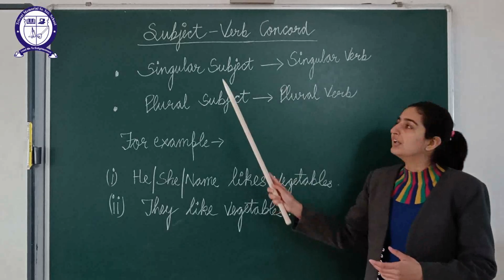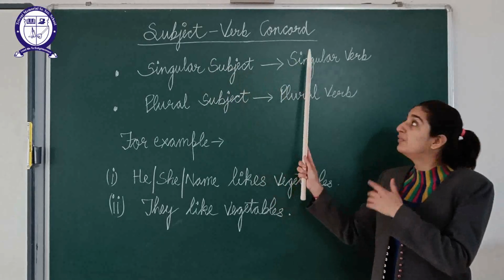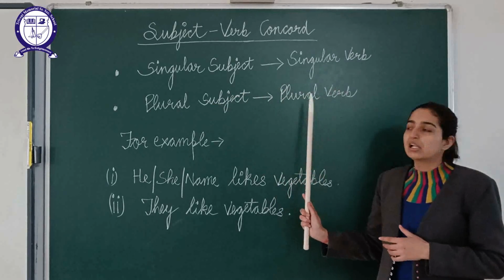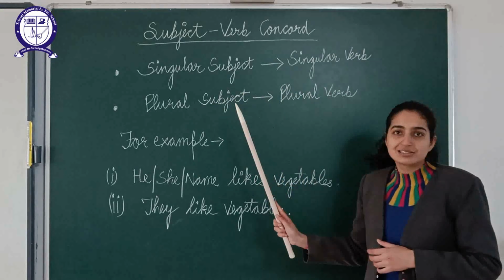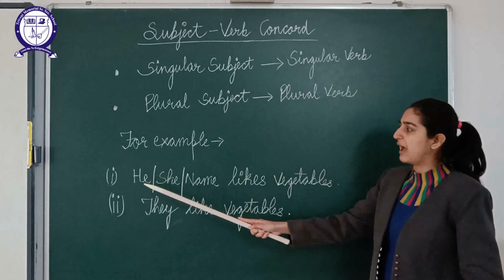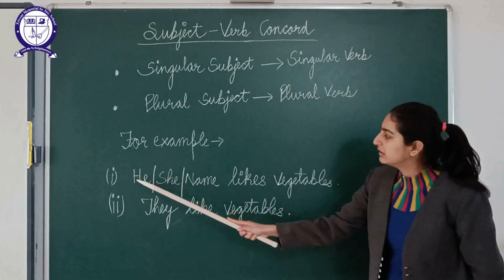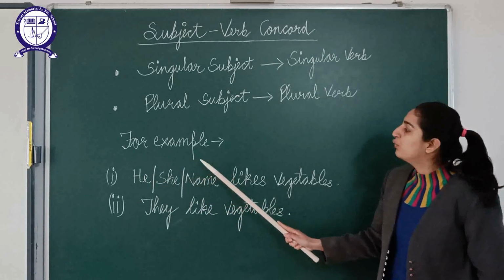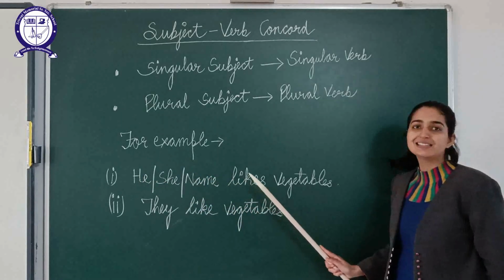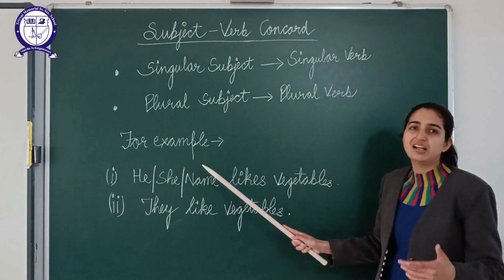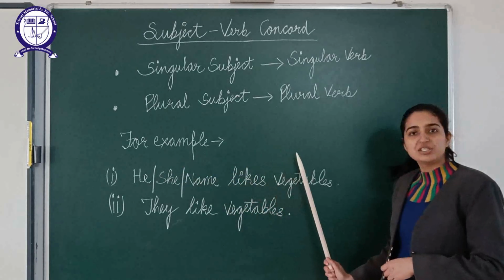So we can say that if the subject is singular, the verb will be singular. If the subject is plural, the verb will be plural. Let us take an example to understand this. See the first example: he, she or any name. So these are singular subjects, so we use the singular verb that is likes with them. So he, she or any name such as Rita, Alina likes vegetables.